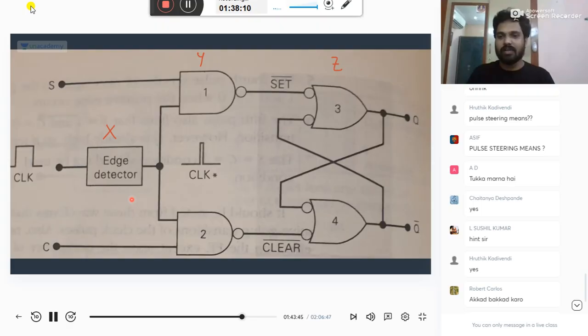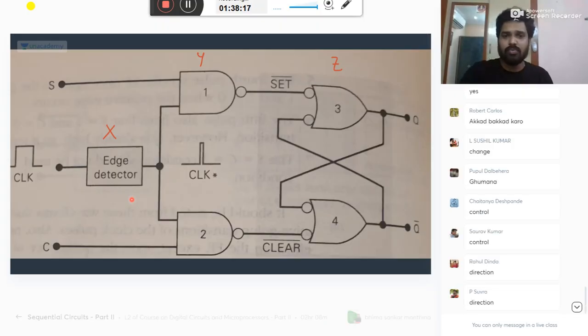Right? Pulse steering. It will directly steer the pulse. You can think like that. I'm not saying that. That is correct. Okay. So you see here, edge detector means, already you know what an edge detector is.